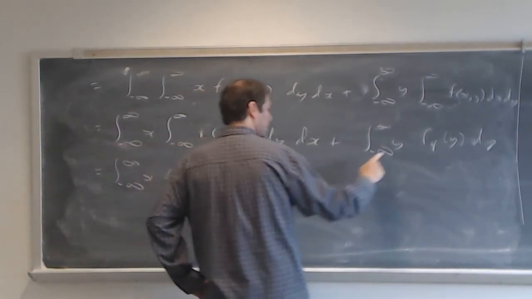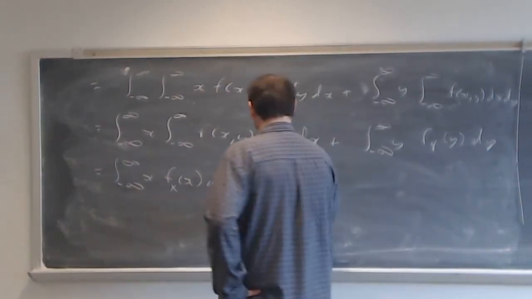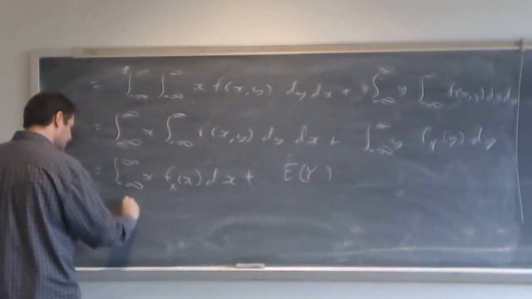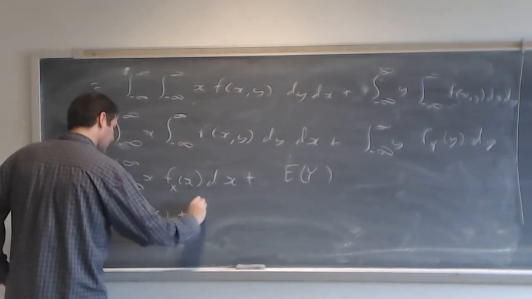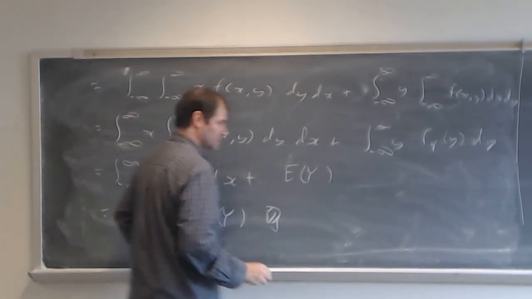Plus, this part is y times its PDF. You want to integrate that over the whole real line. That is the expected value of y. This integral right here is the expected value of x. And you have plus the expected value of y, and that's what we wanted to show. So we're showing it in all possible cases.